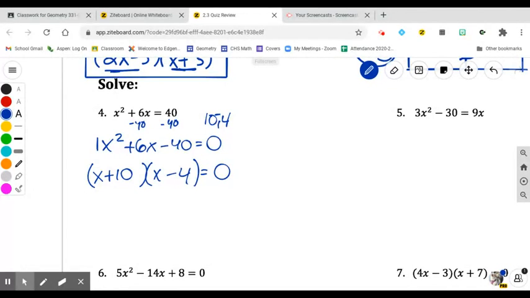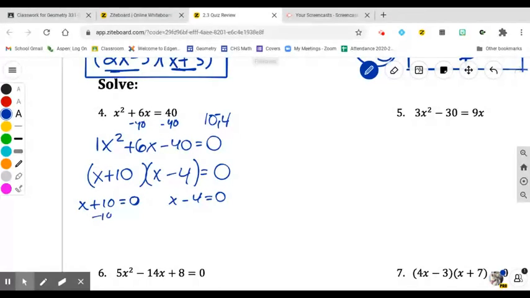And so now what we would do is solve. To solve, you want to think about what would make each of these binomials 0. So you can just set up your little equations. x plus 10 equals 0, x minus 4 equals 0. And then you solve each equation separately.